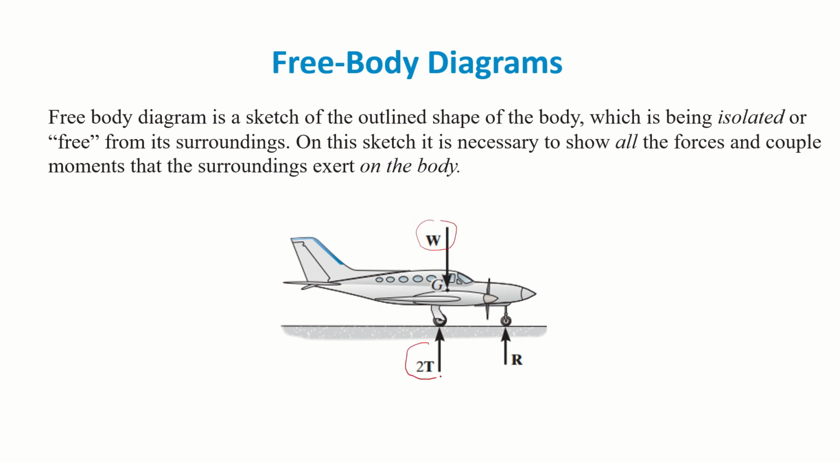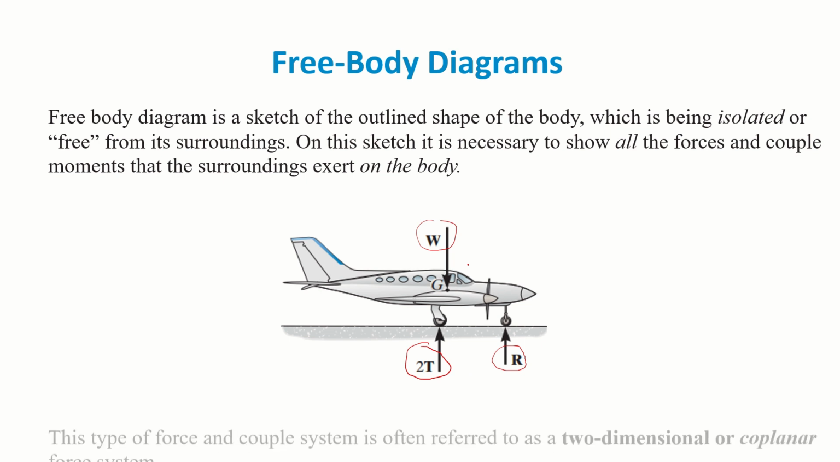there are reaction forces which are at the support, and this plane is supported at its wheel at the surface. So these two reaction forces are also shown in this figure. So free body diagram is that diagram in which we draw the outline of a body and then we plot all the forces which are acting on that body and also the moments.